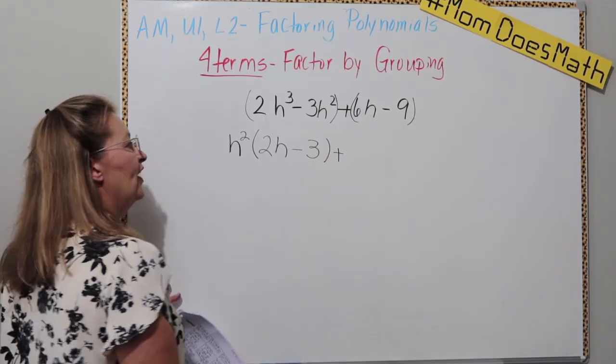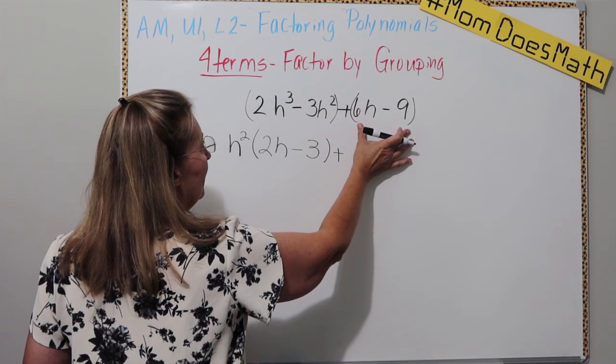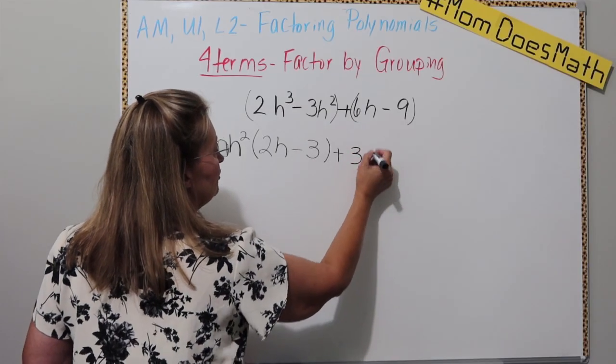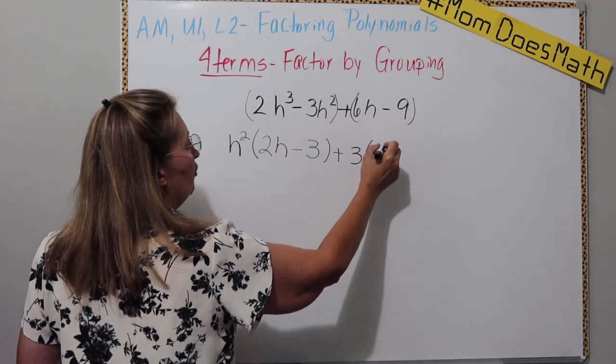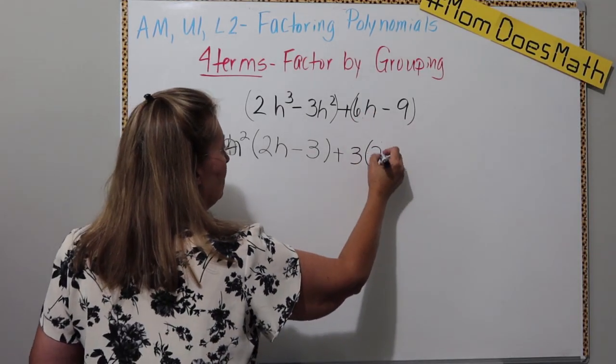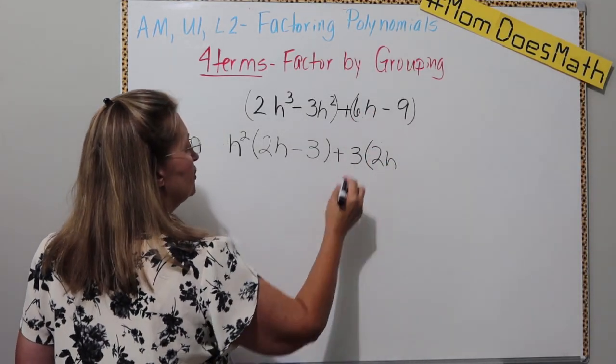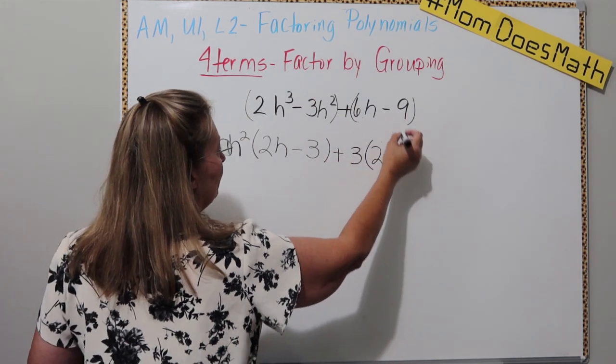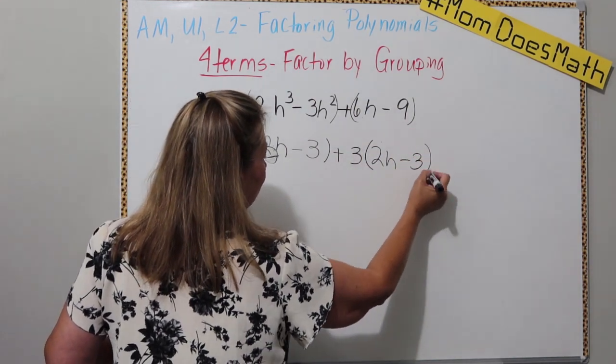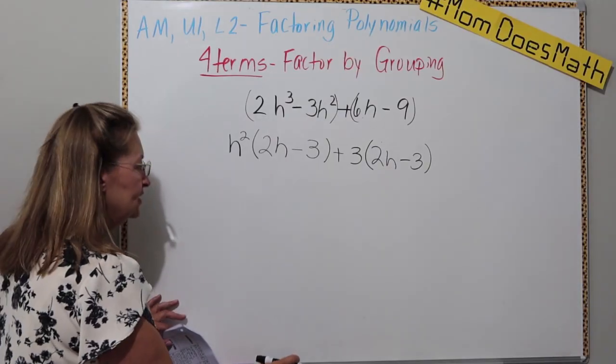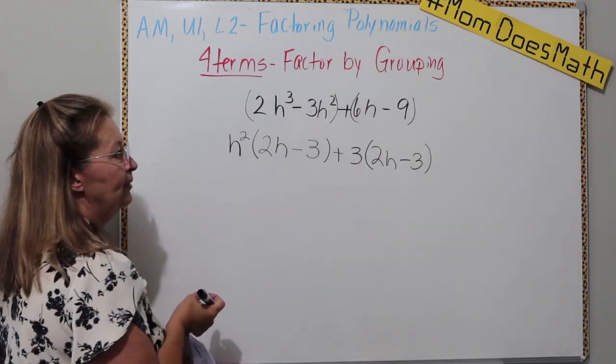Okay. Now come down here. What's the greatest common factor between 6h and 9? That's going to be just the 3. So what would you multiply 3 by to get 6h back? 2h. And what would you multiply 3 by to get this? Minus 9.